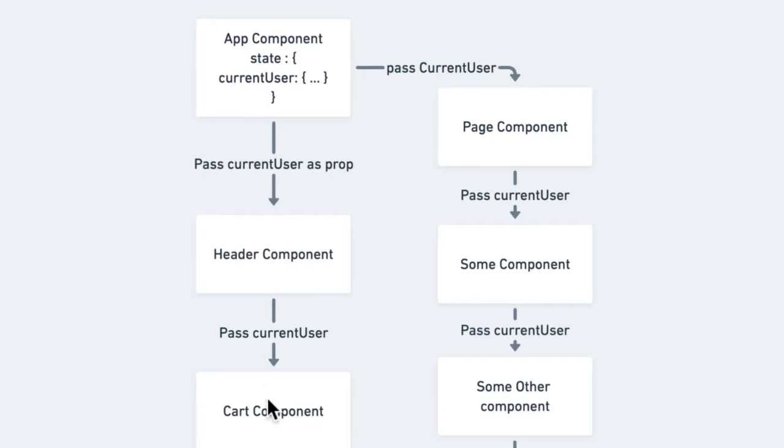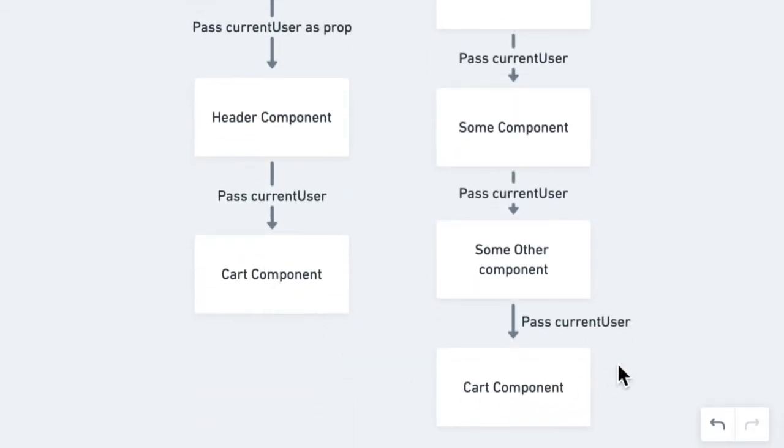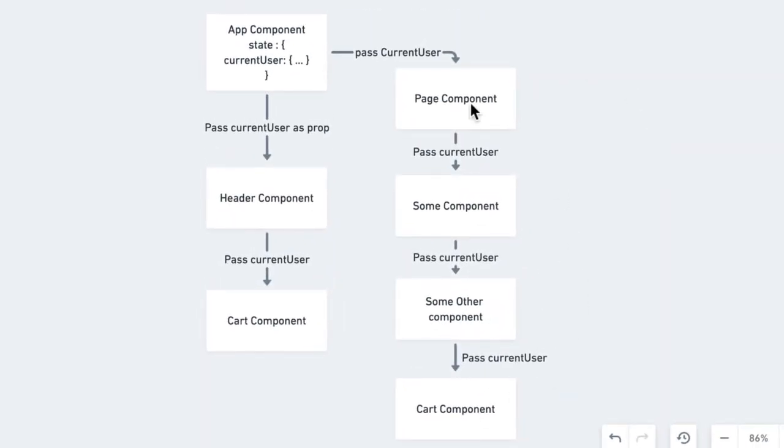But what if our cart component was also being used in a different section of the application, right? And in that application, it's even deeper nested. So there's a page component, some component, and some other component before finally reaching the cart component. We see that we would end up passing our current user down 3 to 4 components that might not even need the current user. And in that sense, this component suddenly now has to consider that it might get current user as a prop, even if that component gets used somewhere else and cart component is not even a child of that component.